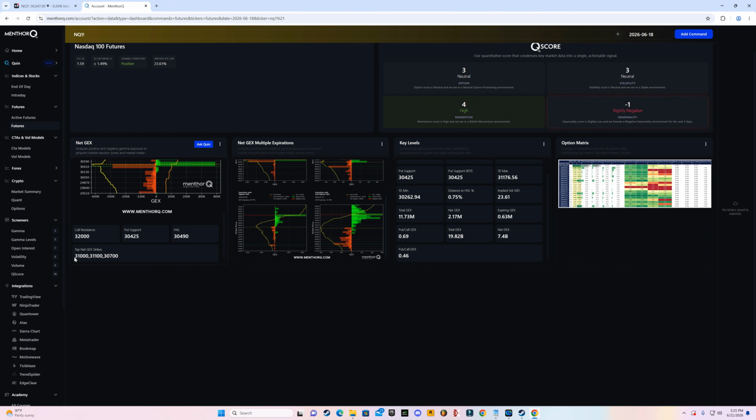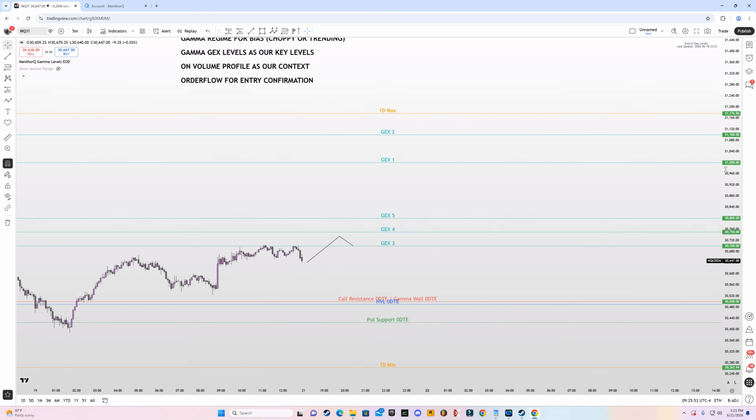You can see 31,000 and GEX1 31,000. Now, GEX1 level is the strongest. GEX2 is also strong. GEX3 is weaker than GEX2 and GEX1, but it is still strong. However, GEX4 and GEX5 levels are a little weak, I would say, but they still act as key levels, okay?